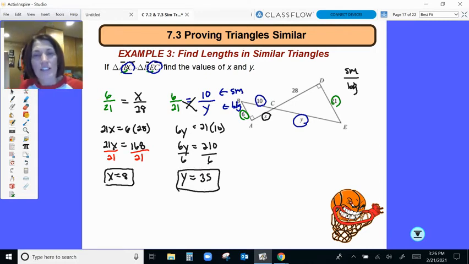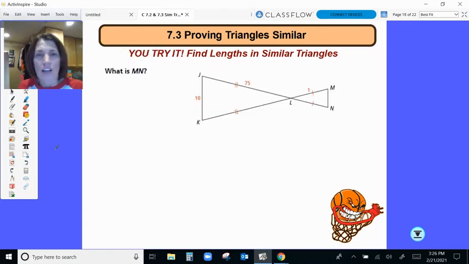Okay, so that's how you set that up. You just have to find a side that you have in common. You can set a proportion up with, and then make sure you keep them set the same ratio, big to small or small to big. Make sure you keep them the same on both sides. Okay. All right, now you try it. Go ahead and find MN over here. Okay, we want to find this length right here, X, and then come back and see how you do.